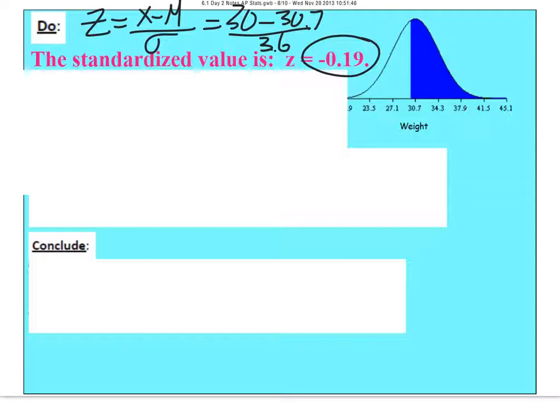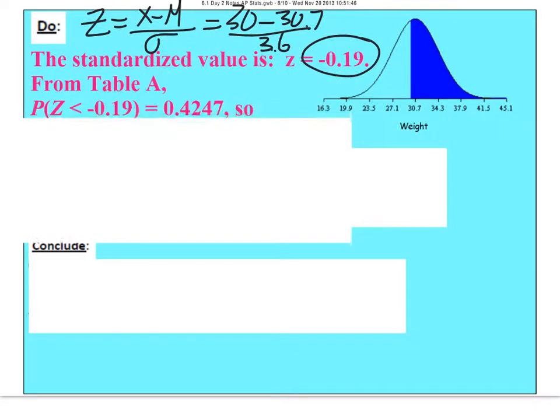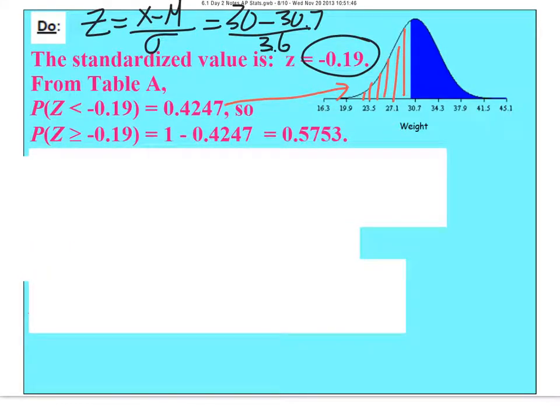Well, we could use Table A if we wanted to. From Table A, we're going to find the actual z-score, and it says that the probability is going to be about 42.47%. So that's what this red region is. Therefore, we can take 1 minus that probability, and we're going to get the actual answer of 57.53%. Now, I think this is a great method to do if they're showing you an example and you have to follow it.